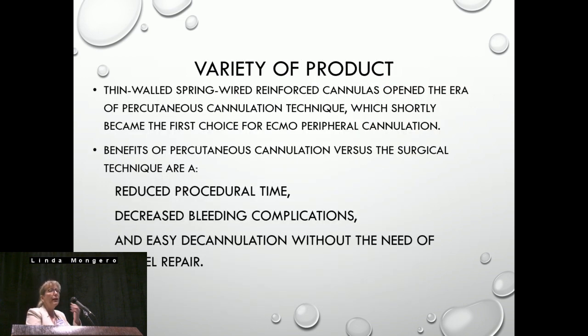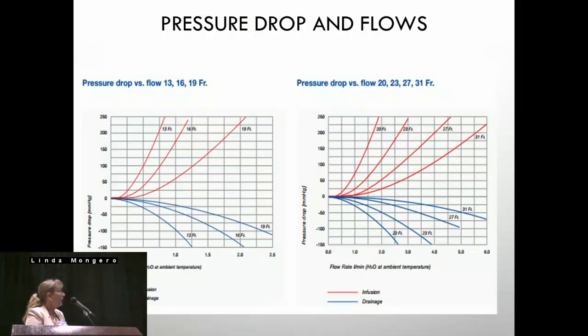Finally, there are a variety of products out there. There are lots of knockoff cannulas. There's all kinds of different new companies with the cannulas. Everybody wants to be in the cannula business. They need to be thin-walled, spring-wired, reinforced, and they opened the era of percutaneous cannulation. It became the first choice now for ECMO, peripheral cannulation. The benefits are that they reduce procedure time, they decrease bleeding complications, and with an easy decannulation, they would not need the use of a vessel repair. So that's the idea behind them.